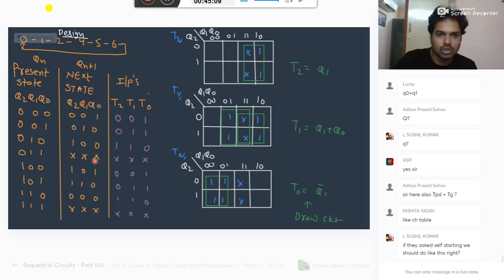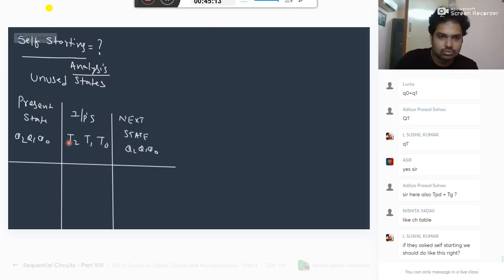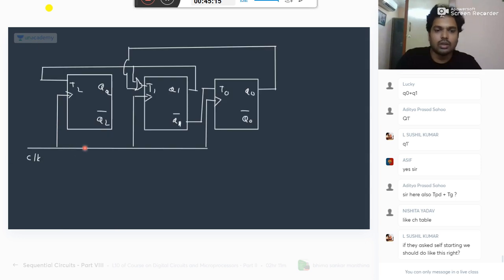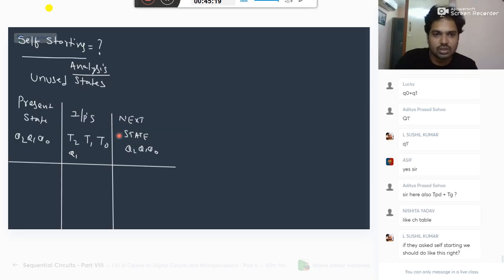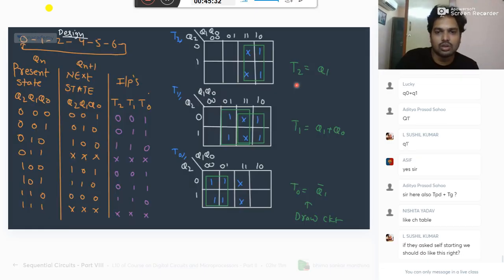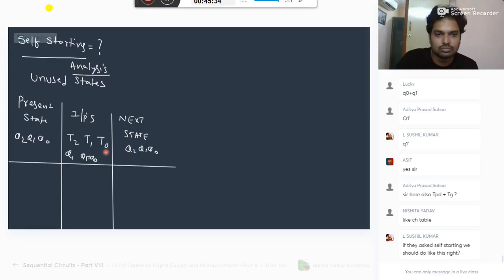So T2 is how much according to the design? Q1. Okay. Just don't ask any doubt until the completion of this. T1 is, then all your doubts will be automatically cleared. Just wait or hold. Then T0 is what? Q1 bar. Okay.